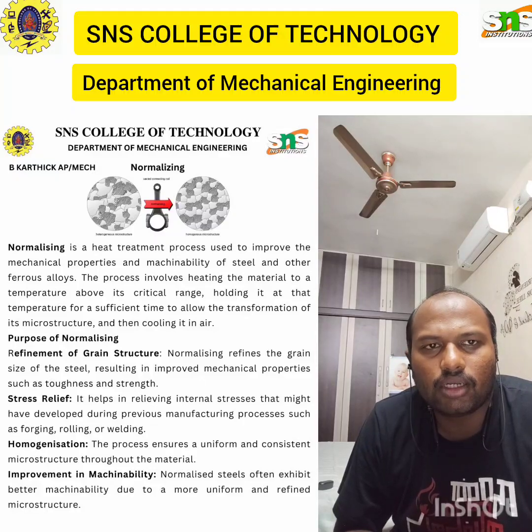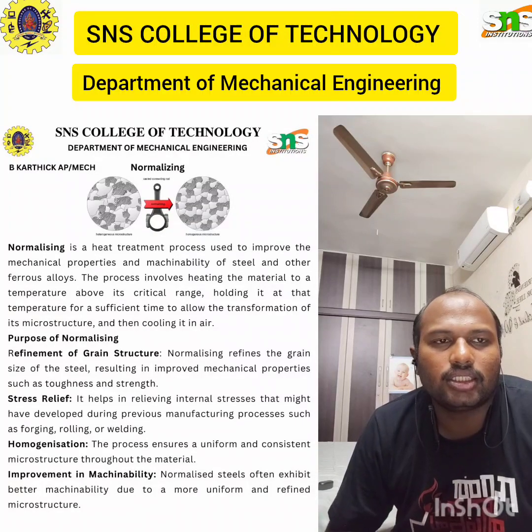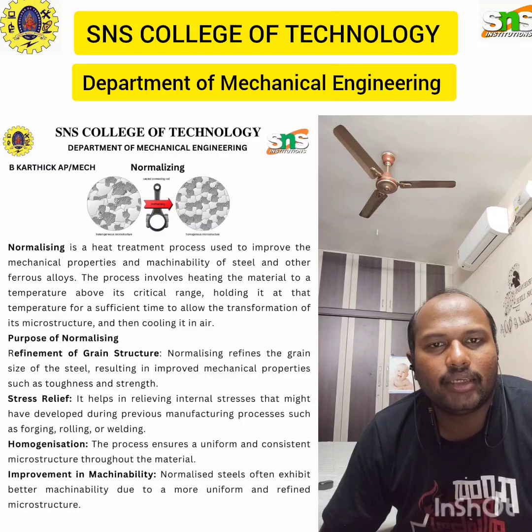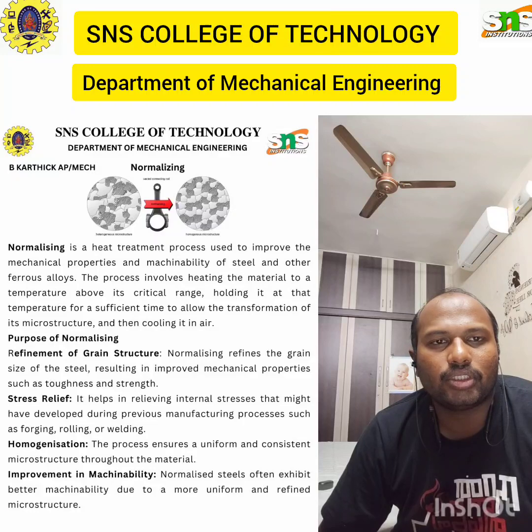So the steps in normalizing, the first one is heating. So the steel is heated to a temperature typically between 750 degrees Celsius to 950 degrees Celsius depending upon the alloy composition, which is above the transformation range.